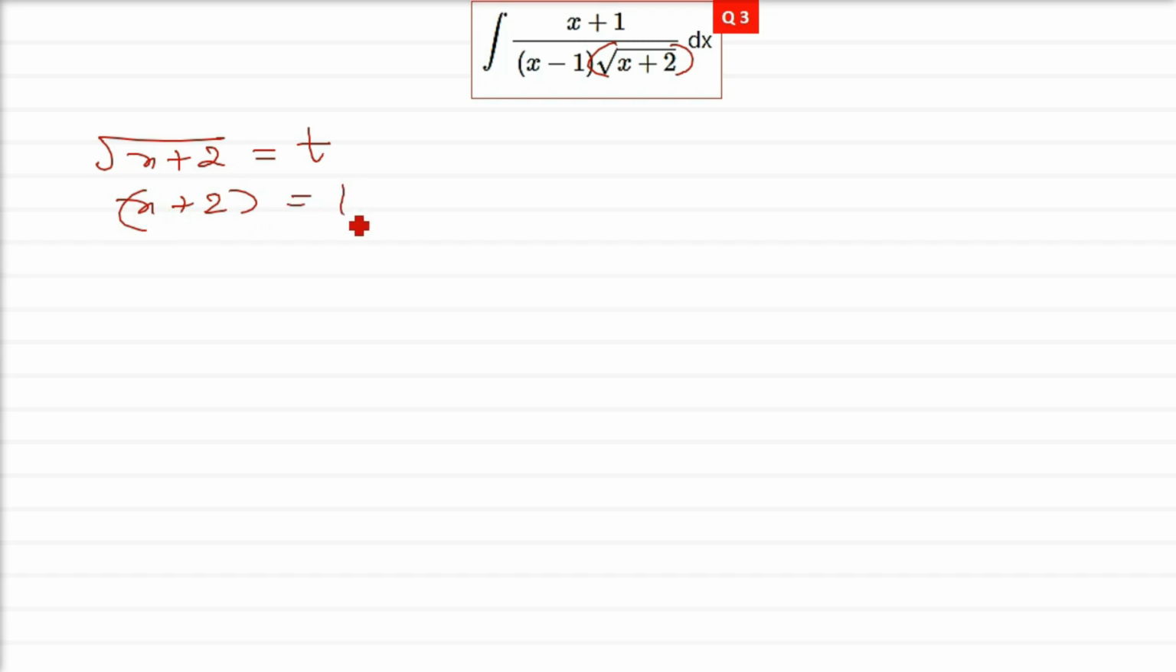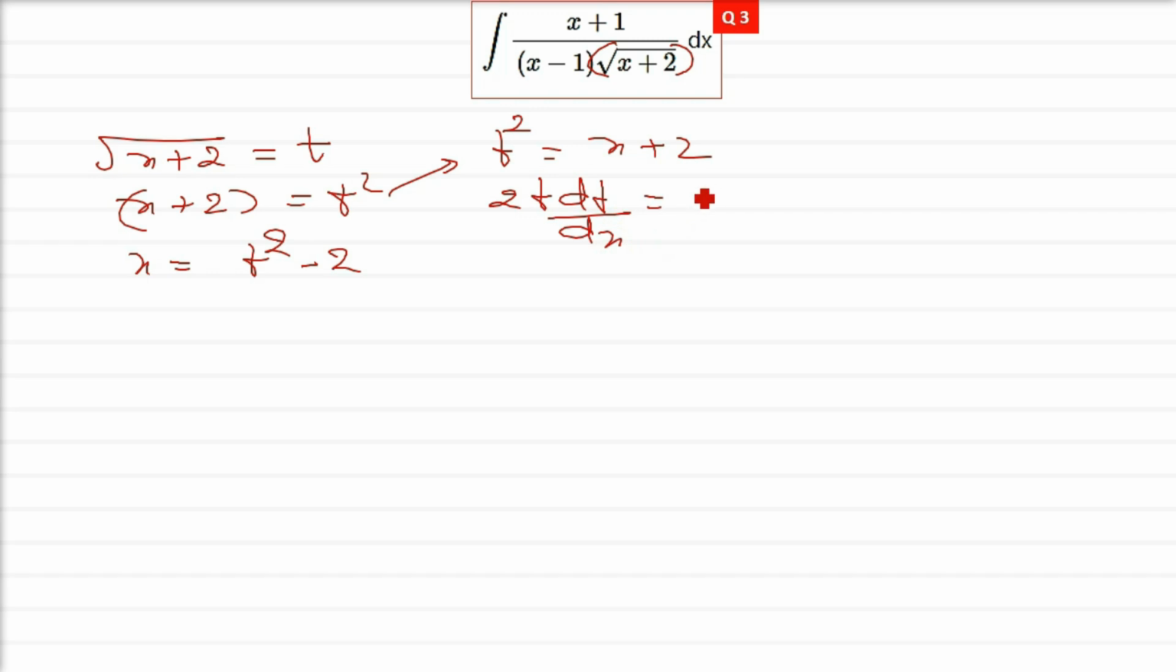So this x plus 2 we have taken as t square, and you will get x from here, it will be t square minus 2. Now when you put t equals under root x plus 2, or t square is equal to x plus 2, you can differentiate it because we need to replace dx also. So 2t dt by dx will be equal to 1. So 2t dt will be equal to dx. This is the second replacement we'll do.